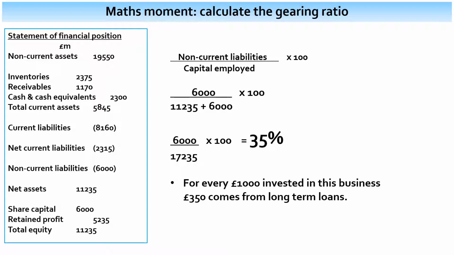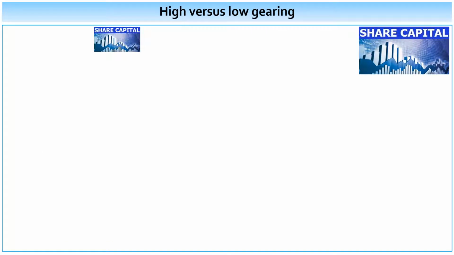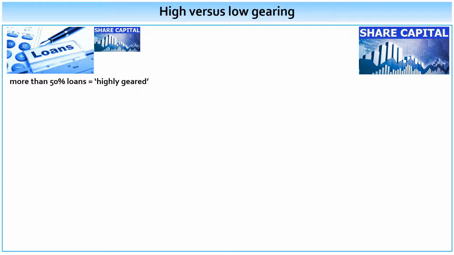That tells us for every £1,000 that's been invested in this business, £350 has come from long-term loans. So how do we interpret this result? Well, we would say that a business is highly geared, has high gearing, if more than 50% of the capital employed comes from loans. We have a large amount of loans compared to money from shareholders or from retained profits. We would say that a lowly geared business has less than 25% of the capital employed from loans, a small amount of loans compared to the share capital, the total equity.